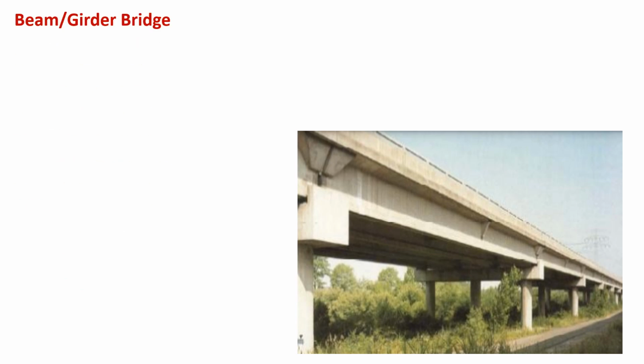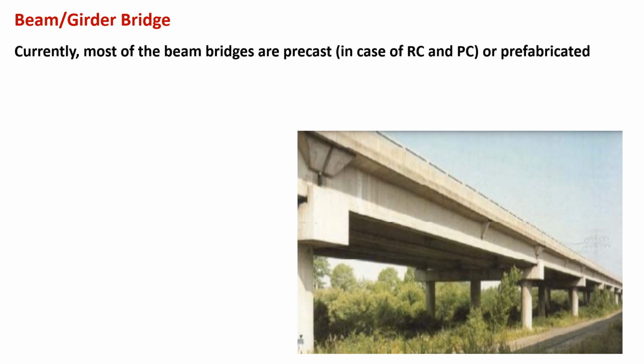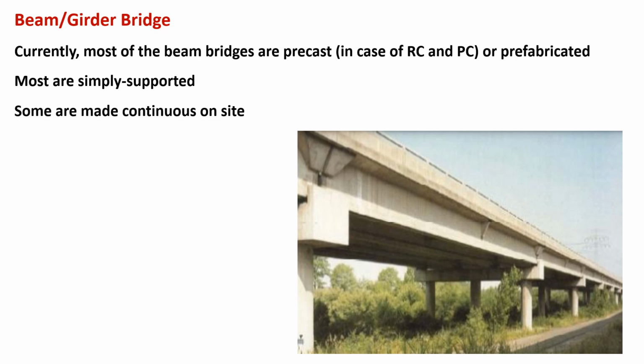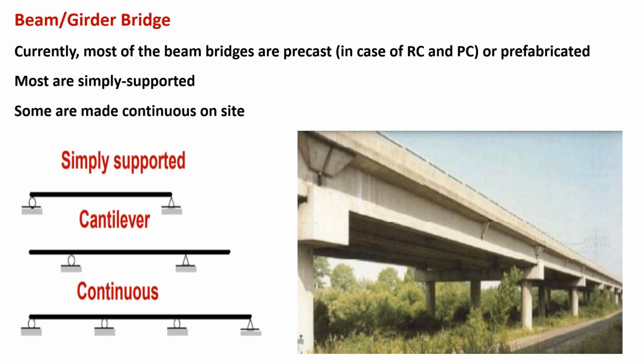Again and still, under the beam or girder bridge, currently most of the beam bridges are precast or prefabricated. And most of them are also simply supported, and some of them are also made continuous on site. In this picture, it only shows that a beam or girder bridge may be simply supported, cantilever, or continuous.